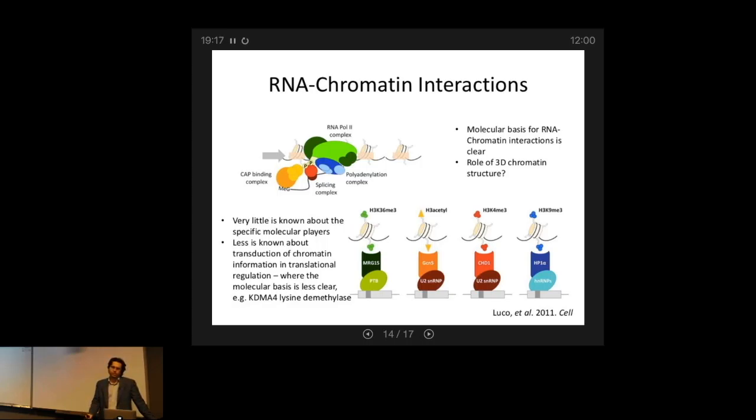How does 3D chromatin structure localize and locally increase the effective concentration of RNA binding proteins? How does that relate to the determination of the information that will ultimately be encoded in mature RNAs? Further, very little is known about the specific molecular players. In fact, you see this little diagram from 2011, very little has changed. We still know only a few of the specific proteins that are involved in transducing information encoded in post-translational modifications of histones to mature transcripts.